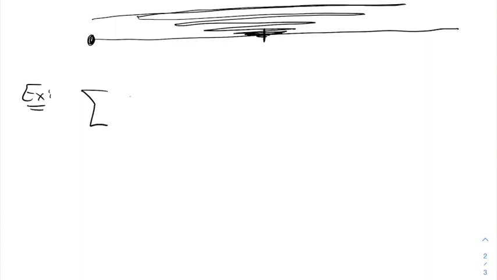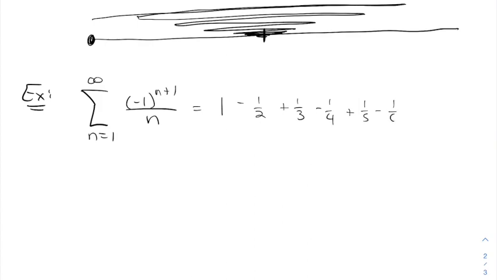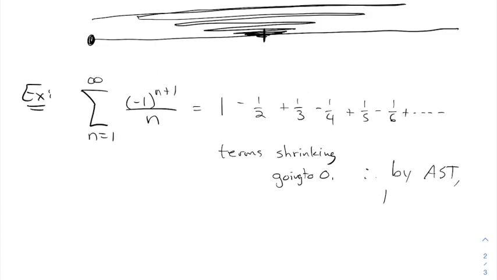This is the alternating harmonic series, negative 1 to the n plus 1 over n, n goes from 1 to infinity. You start listing this out. The first term is 1, and the first term is positive because you get negative 1 raised to the 2 power. So you get 1 minus a half, plus a third, minus a fourth, plus a fifth, minus a sixth, etc. Now you can look at these terms and tell that they are shrinking and they are going to 0. So therefore, by the alternating series test, they converge.